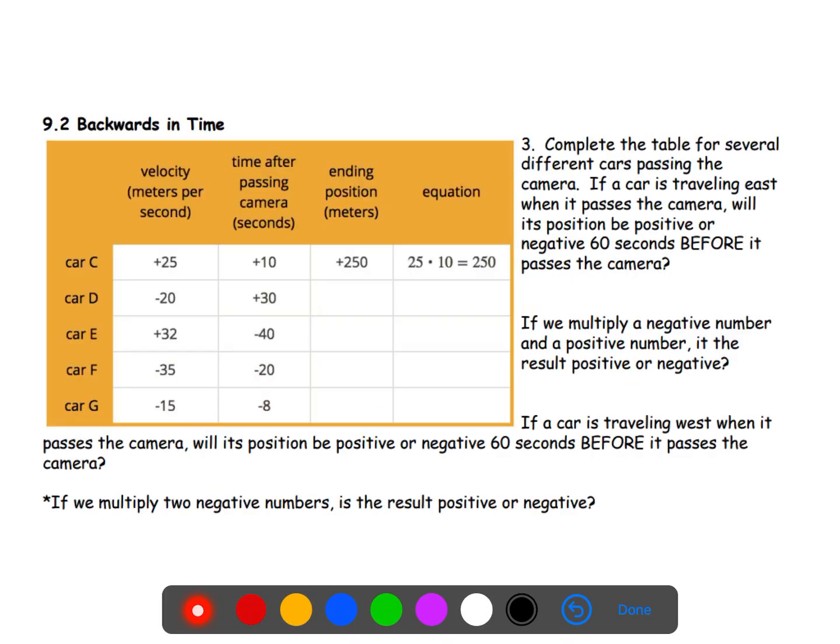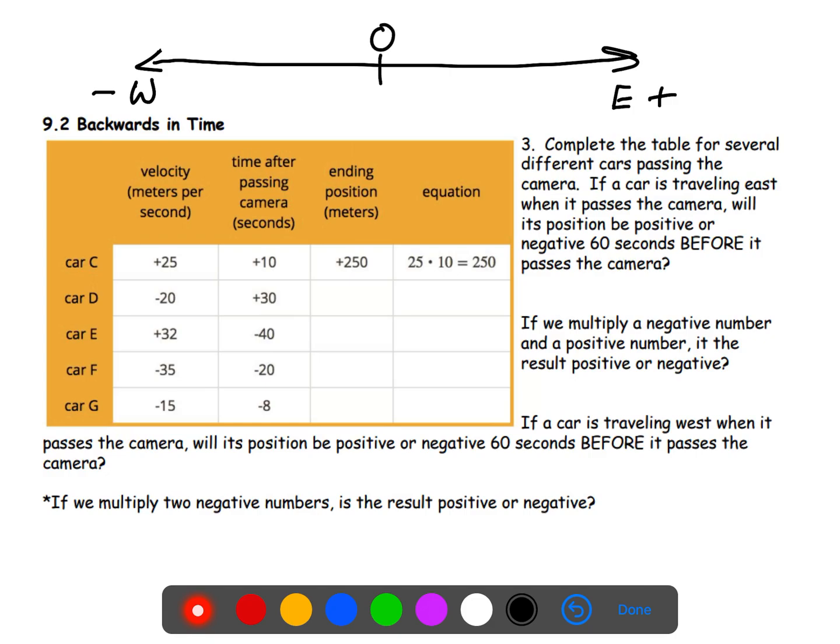Now, we continue the idea from yesterday, which was we had a road that traveled east and west. And just like the number line, if the car was traveling east, it had a velocity that was positive. If the car was traveling west, it had a velocity that was negative. And then here in the center, at 0, remember there was a camera. And that camera was recording as the car went by.